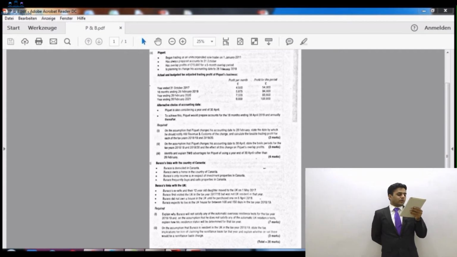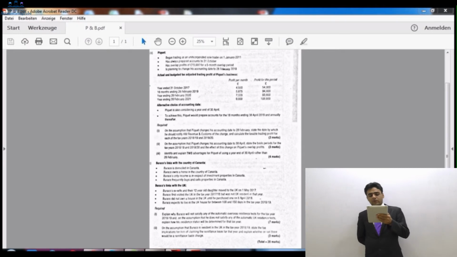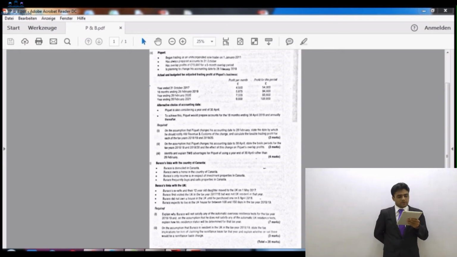And then after that, Bracco did not own a house in the UK until he purchased one on 6th of April 2018. Now he purchased a house in the UK. Now it will not be a tie until he lived in that house. In the second piece of information, it says that Bracco expects to live in the house for between 100 and 150 days in the tax year 2018-19. So he lived in the UK for 100 to 150 days. So that is a tie as well.